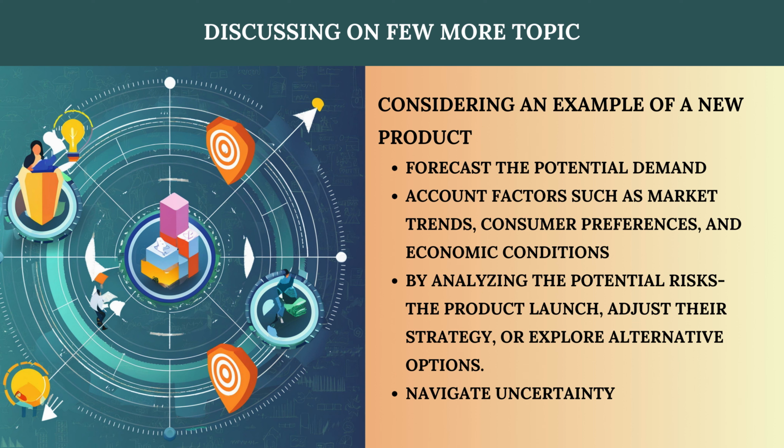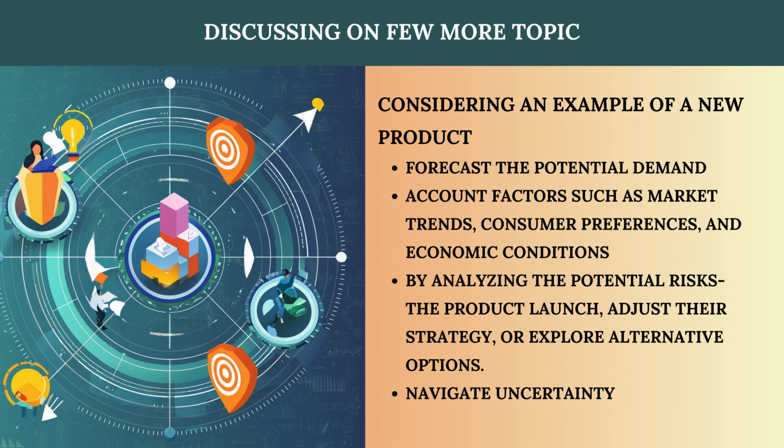For example, let's say a company is considering launching a new product. A predictive decision model could be used to forecast the potential demand for the product, taking into account factors such as market trends, consumer preferences, and economic conditions. However, there would be inherent uncertainties in these factors, and the model would need to incorporate those uncertainties to provide a range of possible outcomes or scenarios.